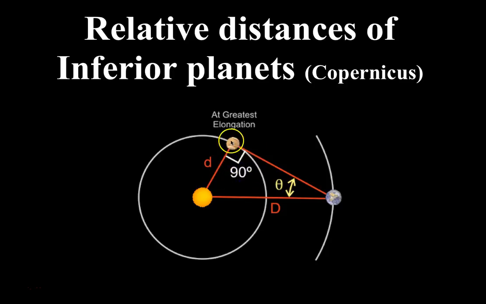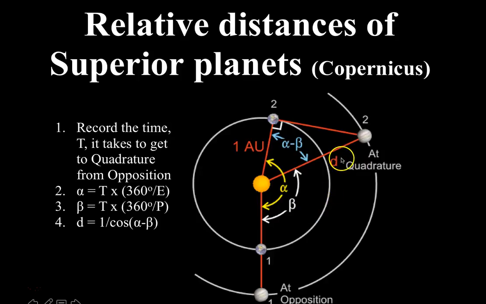When the planet is furthest away from the Sun, I think it's obvious that this angle here is 90 degrees. If I know this distance, and I know this angle, and I know this is 90 degrees, then I know this distance as well. Okay, it's proportional to that guy and this angle, right? The tangent of theta is equal to little d over big D. Now we can do the same sort of thing for the superior planets, those planets that have orbits bigger than the orbit of the Earth.